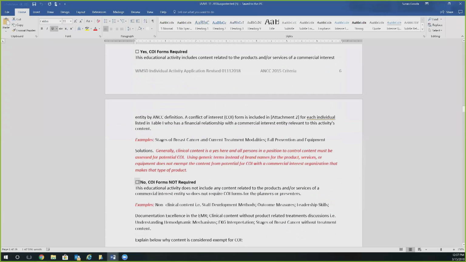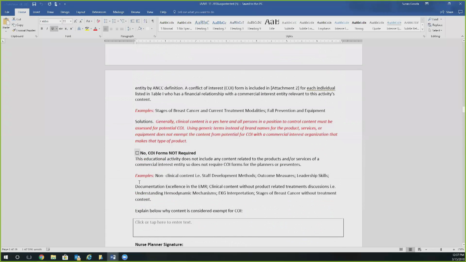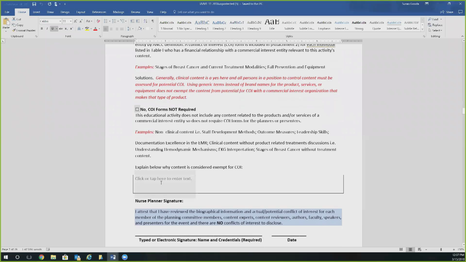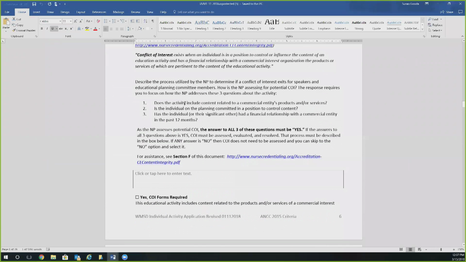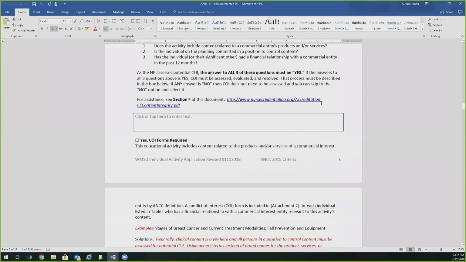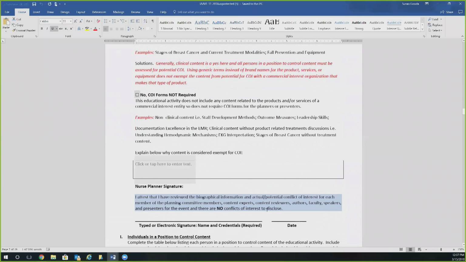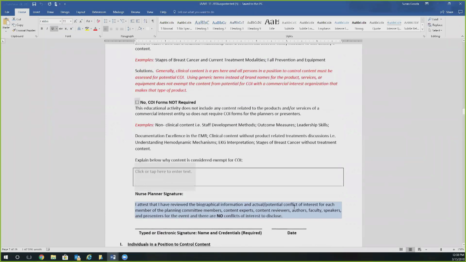right here, no conflict of interest, so the forms are not required. Explain briefly how you determined there was no conflict of interest. I just repeat this. The activity does not include content related to a commercial entity's products or services that will be used on patients. Sign your name, attest to it, date it, you are done. We don't need your conflict of interest forms. You don't need to really assess any of the forms. You probably don't even need to distribute any of those forms because the content is not related.